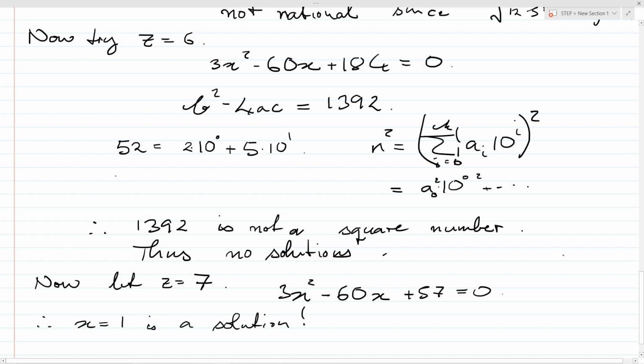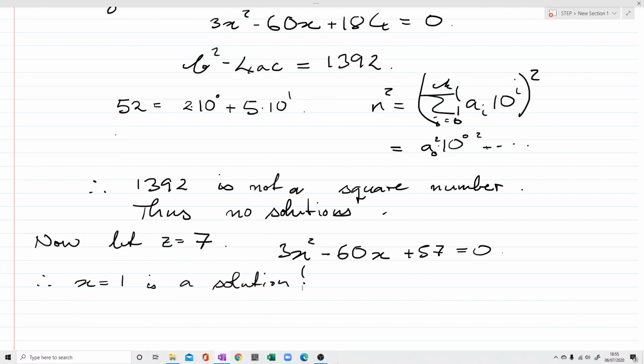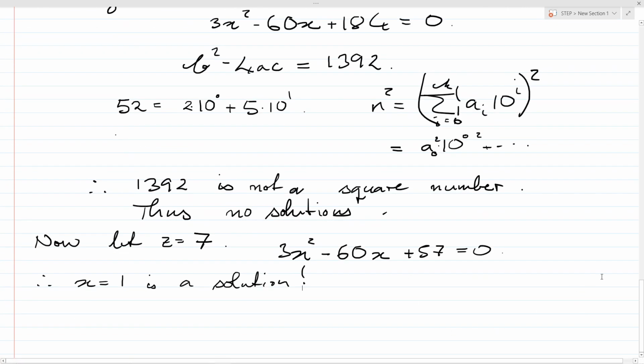Easiest equation to solve in one sense, that's kind of them. So what we can now do is factor this. Therefore, we have this expression here, 3x squared subtract 60x plus 57. That will equal, well, we know that x equals 1 is a solution, so x minus 1 must be a factor.